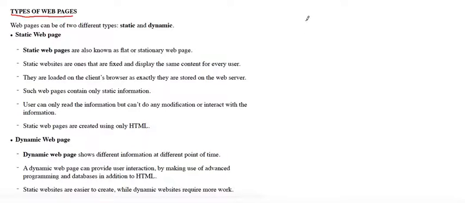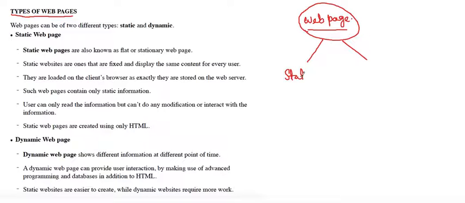So a web page, we saw last time, is a document which is created using HTML and which is displayed by a web browser, and it contains some information, some services, or can contain some products. On the basis of the nature of this web page, how it displays content, we have two types of web pages. First is called a static web page. Then we have a dynamic web page. In this session, we'll understand what is a static web page and what is a dynamic web page. So first we will see the static web page.